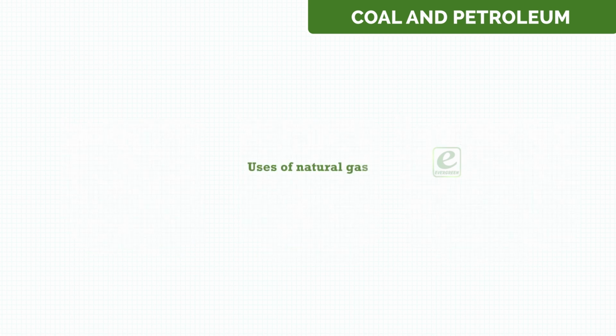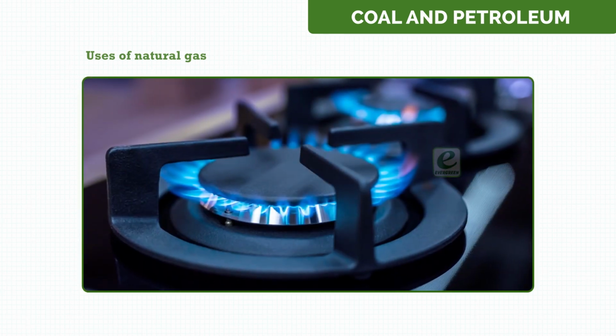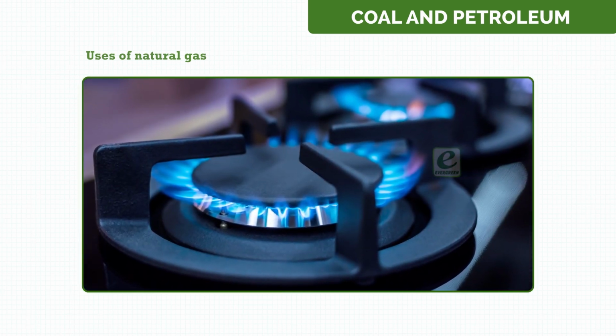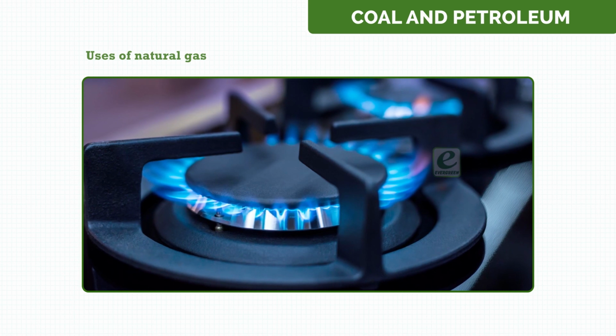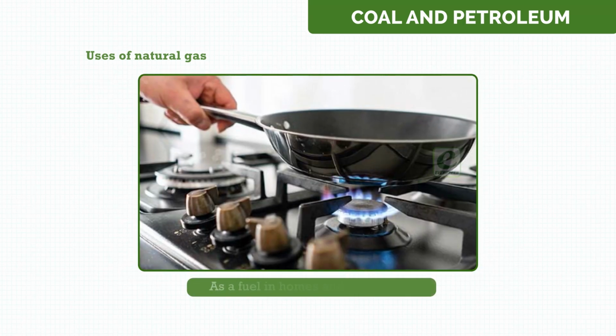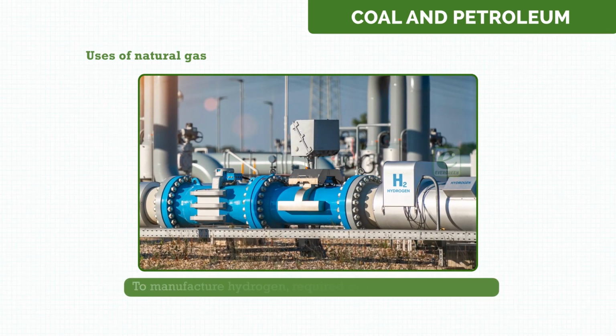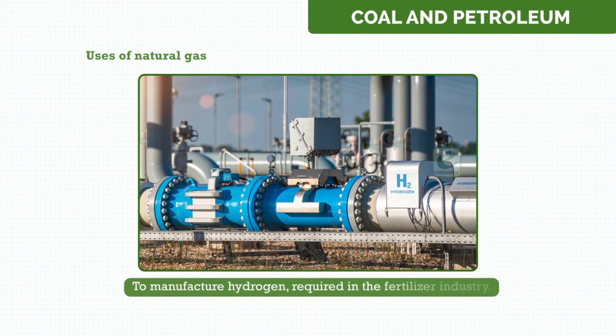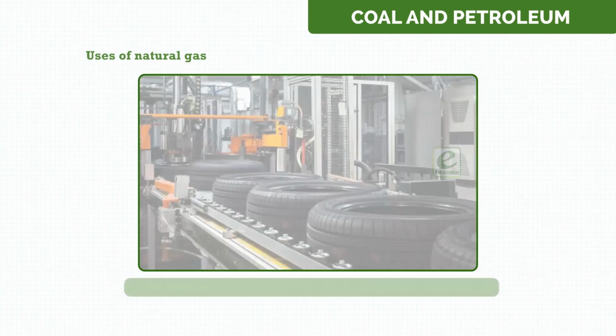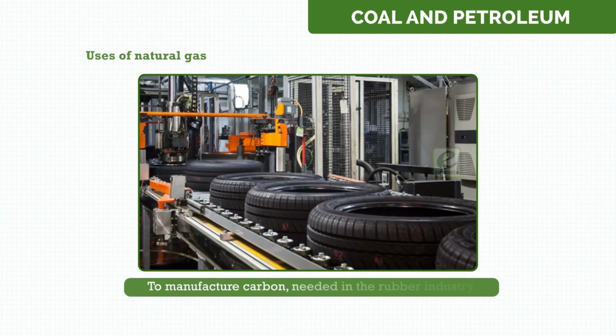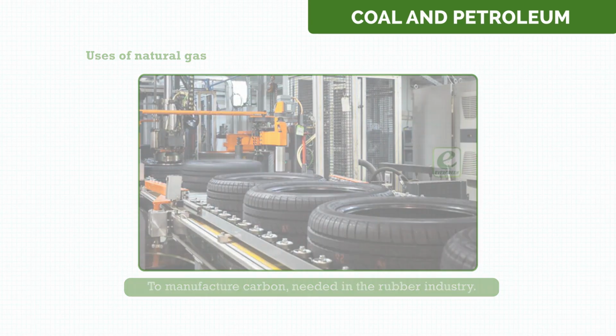Uses of natural gas. Natural gas can be used directly to provide heat. The gas is put to the following uses: as a fuel in homes and in industry, to manufacture hydrogen required in the fertilizer industry, and to manufacture carbon needed in the rubber industry.